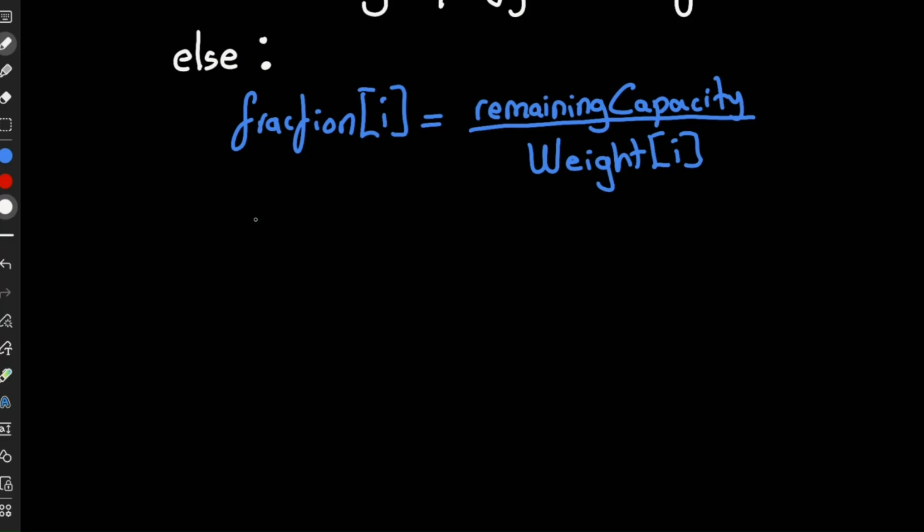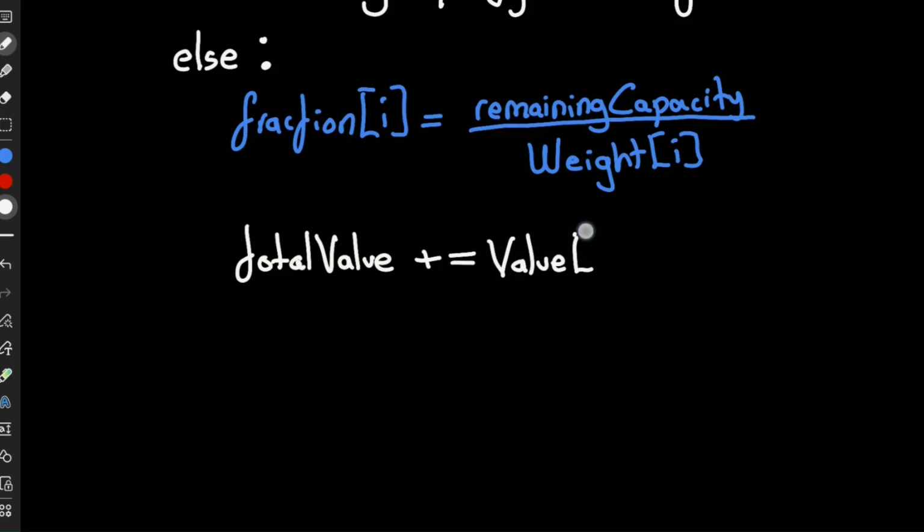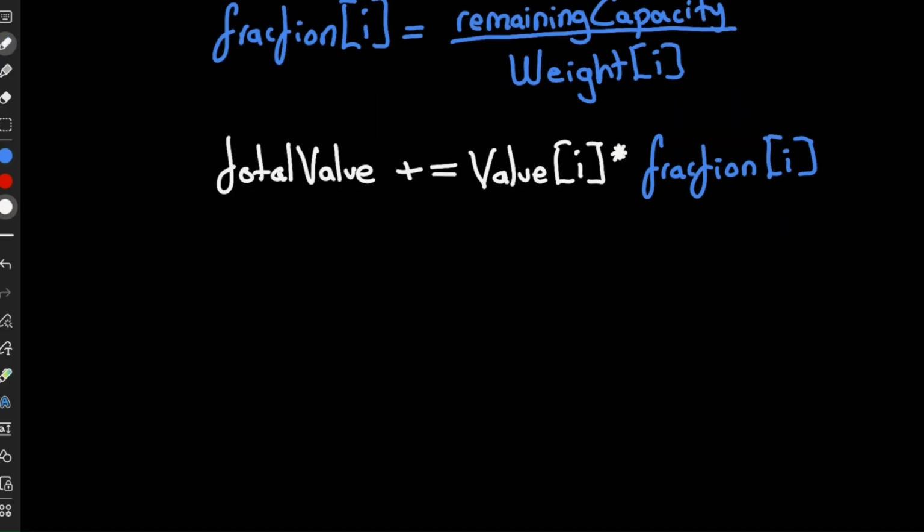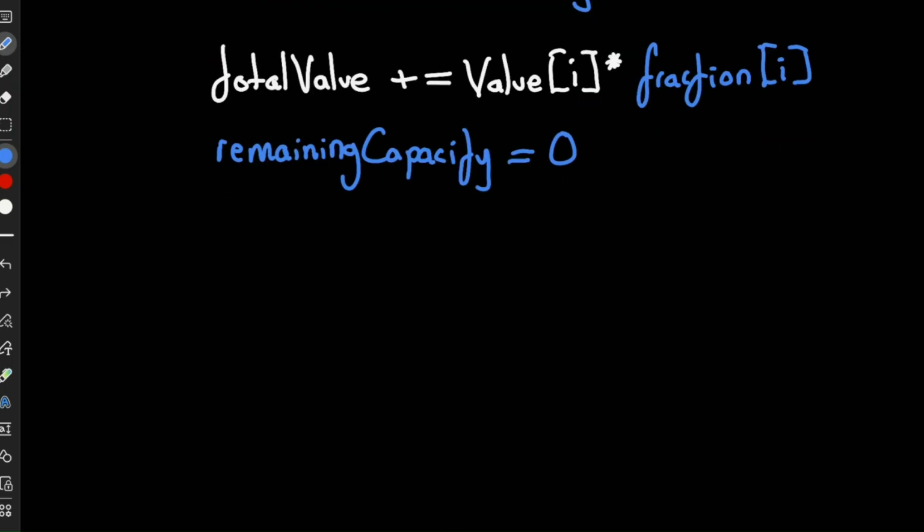First, let's update total value and remaining capacity. We will add the value of that item to the total value. However, we need to multiply it with the fraction. And as I said, since the capacity is full now, we can't take any new item, so the remaining capacity is going to be 0. And now that the remaining capacity is 0, since we can't take any new item, I need to get out of the loop, which I will say break the loop.